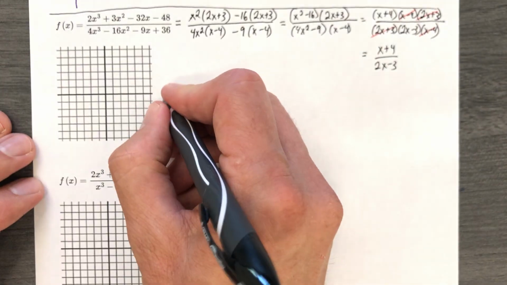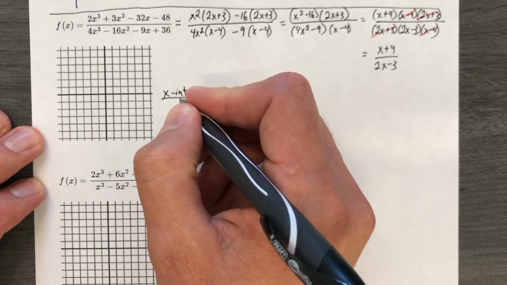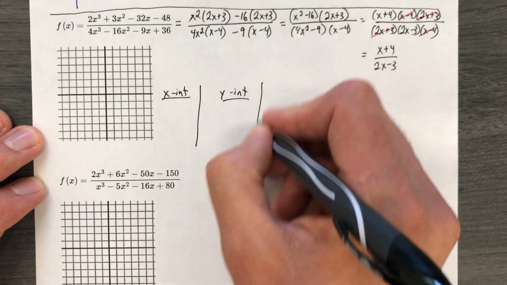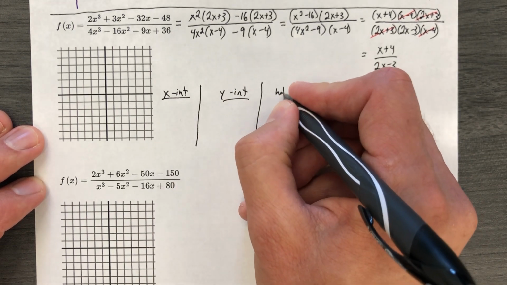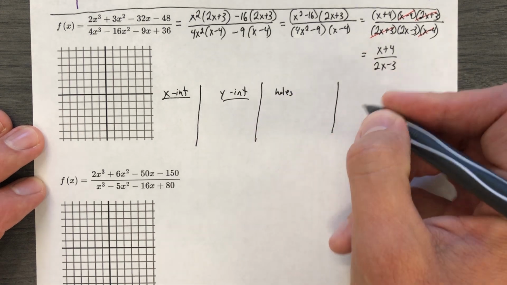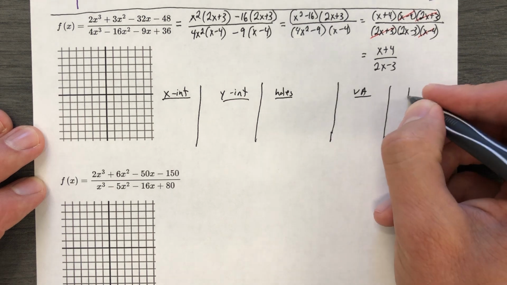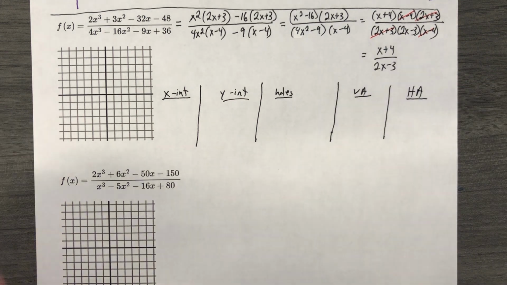All right, x-intercept. Let's just go ahead and jump into that one. Nah, let's write these first. Switch colors first. Holes, truly more than one. Let's leave some room for that. Vertical asymptote and horizontal asymptote.